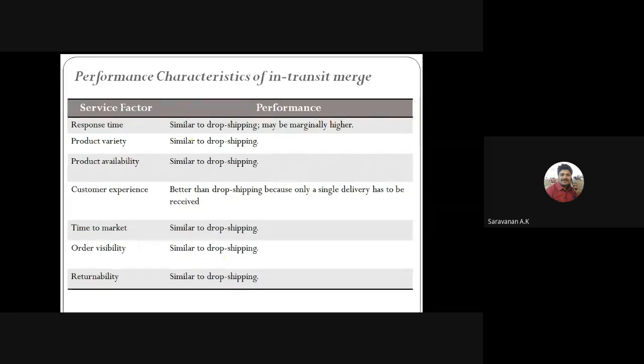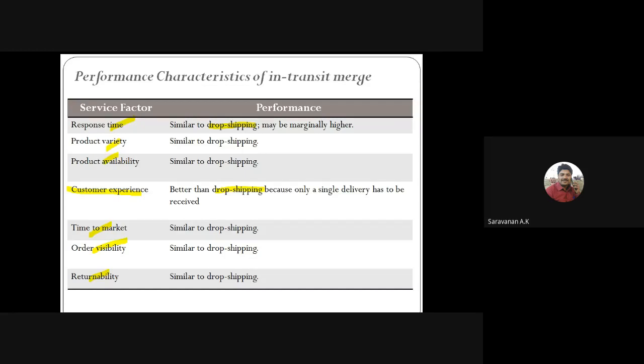Here I mentioned drop shipping. I already told you, the manufacturer shipment directly to the customer, the first option, is also referred to as drop shipping. Most of the service factors are similar to the first one, and in terms of the customer's experience, it's far better than the first one.